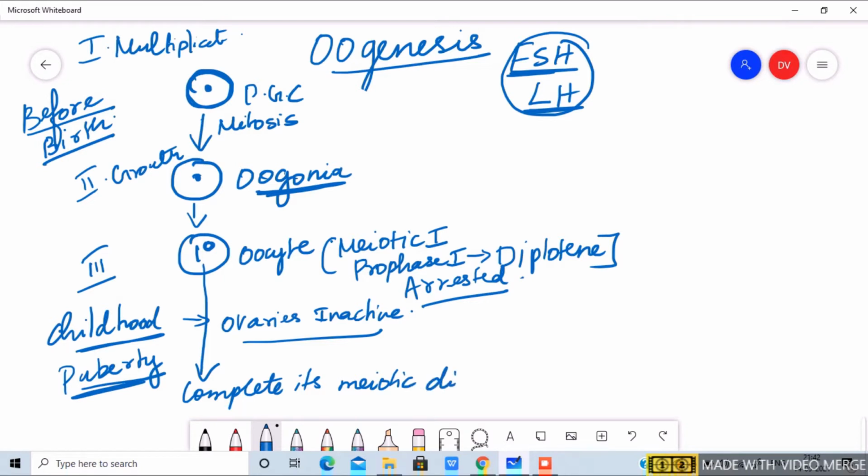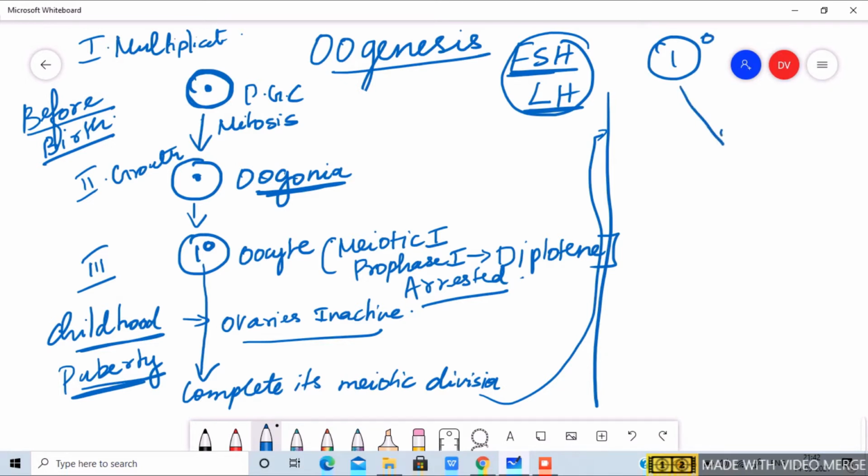And what happens further, guys? I am continuing it this side, right? After this, it completes meiosis 1. So this primary oocyte will divide into the secondary oocyte and one polar body will form. One tiny polar body. If you ask me, ma'am, what is a polar body?